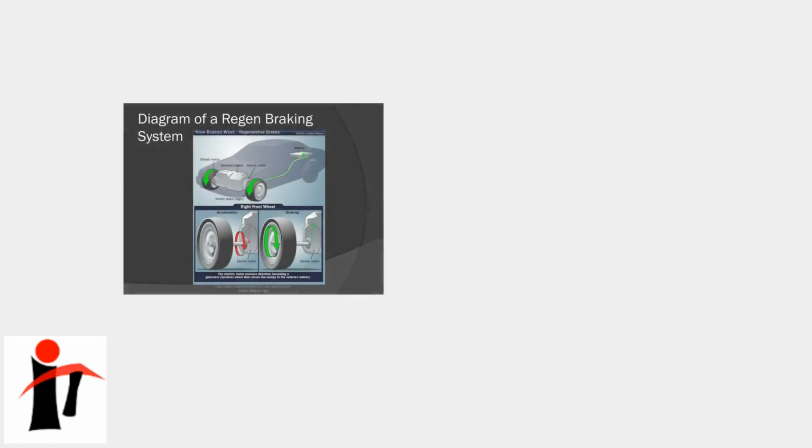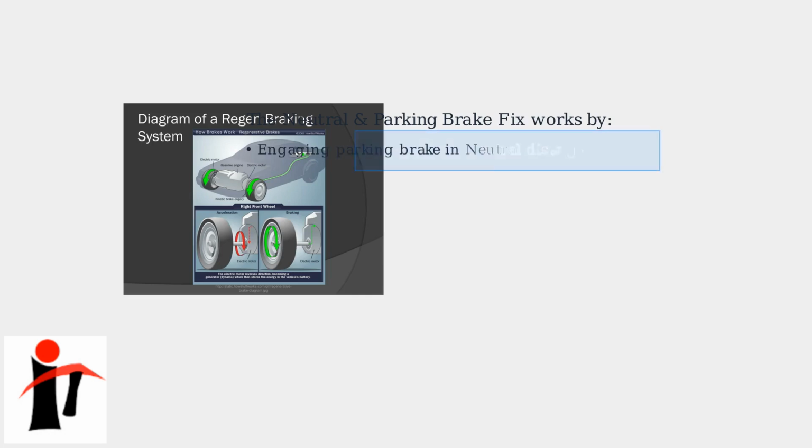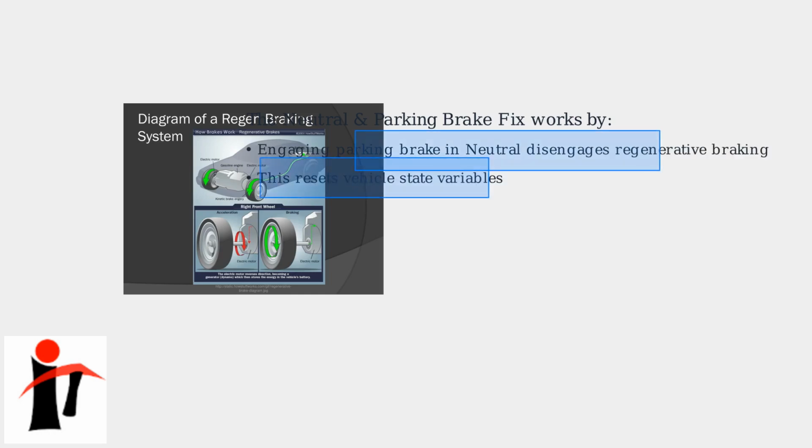The neutral and parking brake fix works because engaging the parking brake while in neutral effectively disengages the regenerative braking system, which can sometimes interfere with exiting car wash mode. It essentially resets the vehicle's state variables, allowing a clean exit from the mode. It's a software workaround, not a fix for a hardware problem.